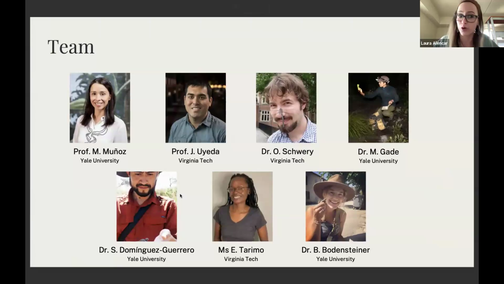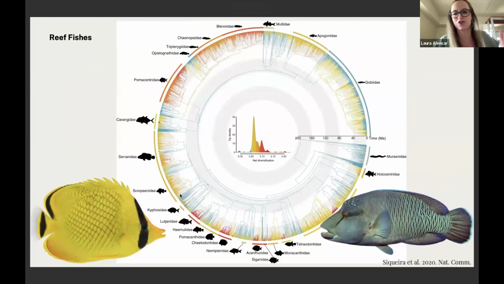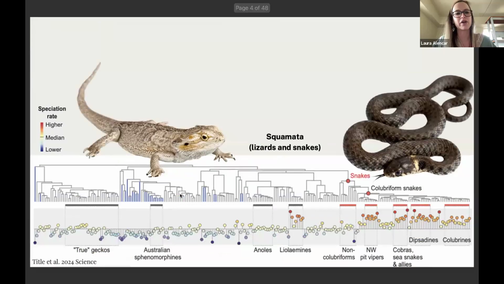Yep. Okay, so those are my co-authors. This is the phylogeny of coral reef fishes, where warmer branches represent higher diversification rates. And here we have a similar example with squamates, lizards and snakes. In this case, the higher diversification rates are illustrated by the warmer colors in the circles.